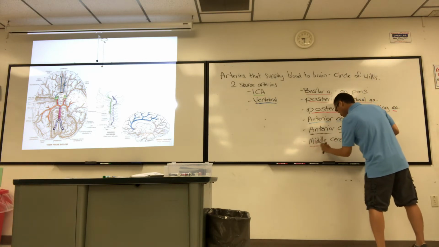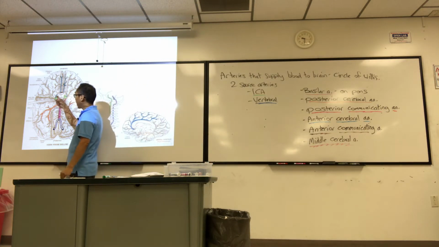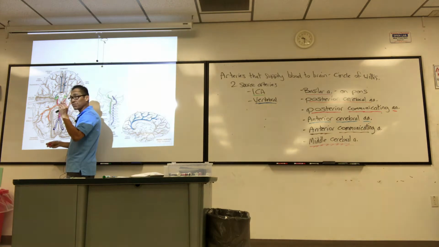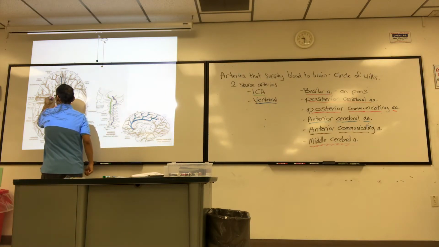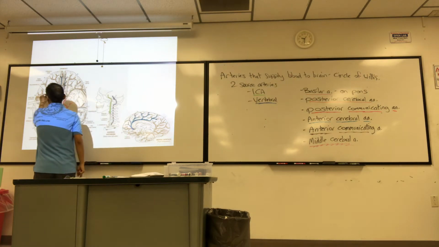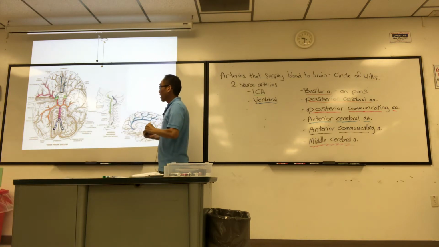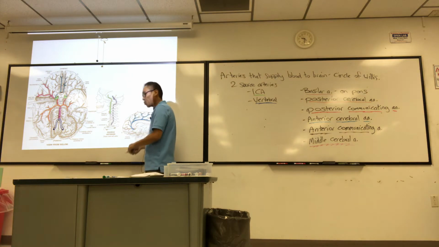I'll use this pinkish color. So once again, ICA, let's follow it. As soon as the ICA gives off anterior cerebral, it continues on as middle cerebral. Right here, pink, middle cerebral. And the color is on one side, not the other, because they leave the temporal lobe in, so you can't see it on the other side. And that's the middle cerebral, and that's it. Okay, for the circle of Willis.